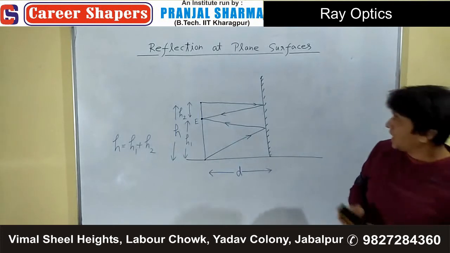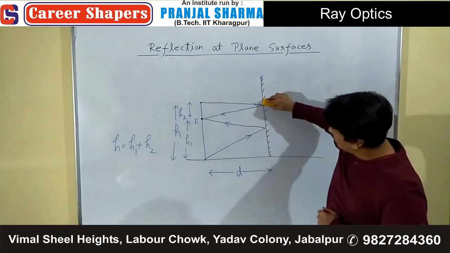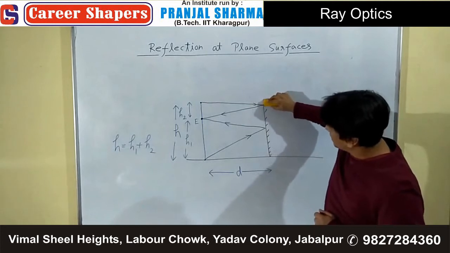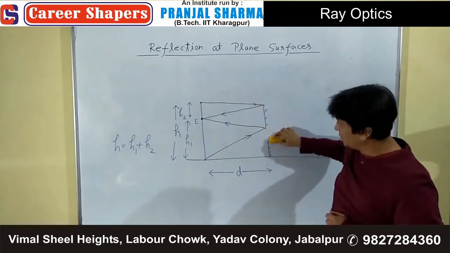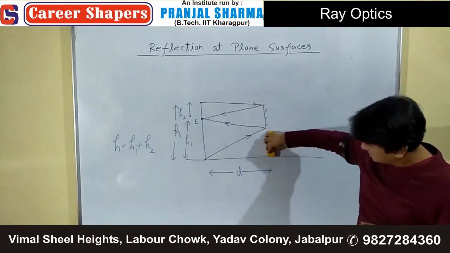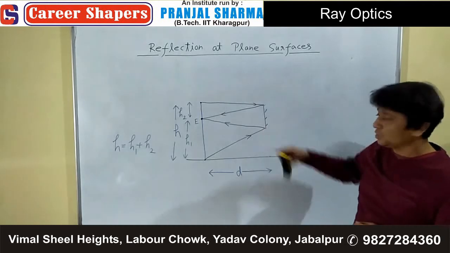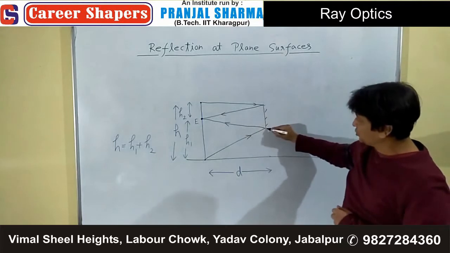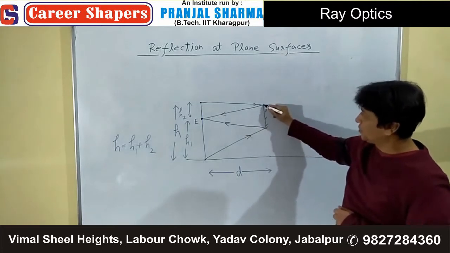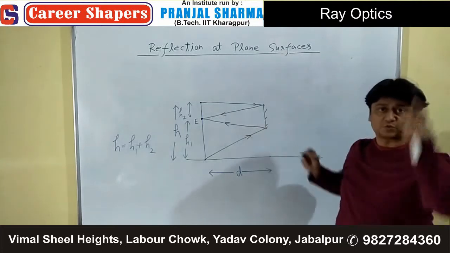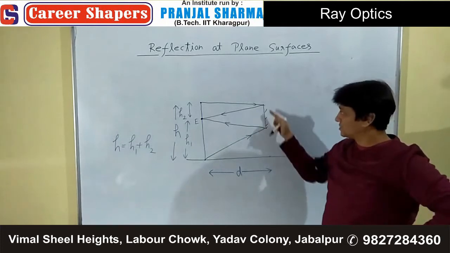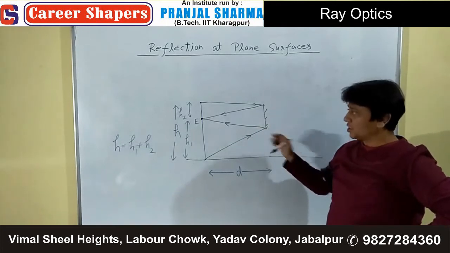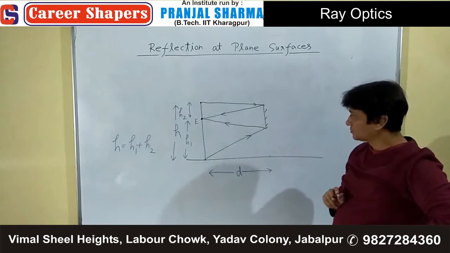That means anything above and anything below is useless. You just need this much length of the mirror, from this point to this point. And that's what the question is. You need to find this length. That's how you draw the ray diagram.